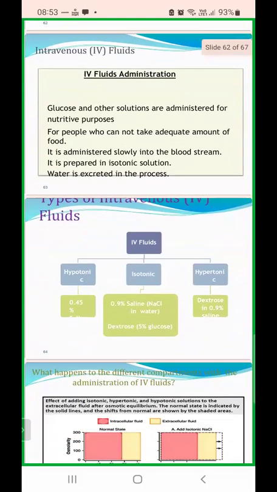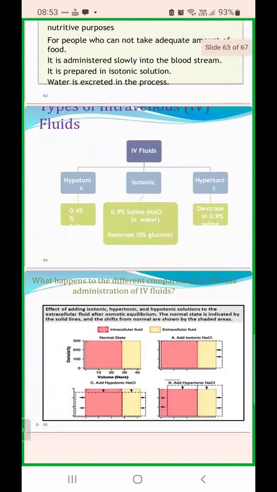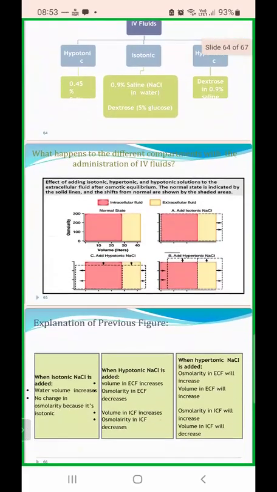Now, types of intravenous fluid. IV fluids are categorized into three types: hypotonic, the 0.45% NaCl; isotonic, the 0.9% NaCl in water, and dextrose 5% glucose; and hypertonic, that is dextrose in 0.9% NaCl. That is a hypertonic IV fluid. Now, what happens to the different compartments with the administration of IV fluid? This diagram is very important.